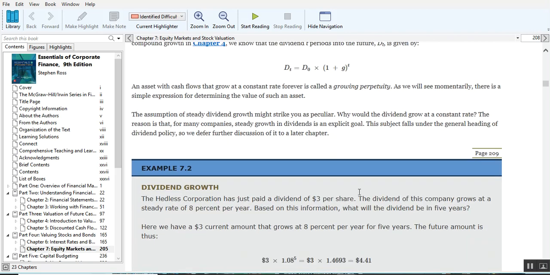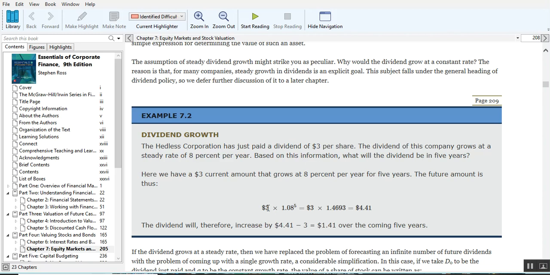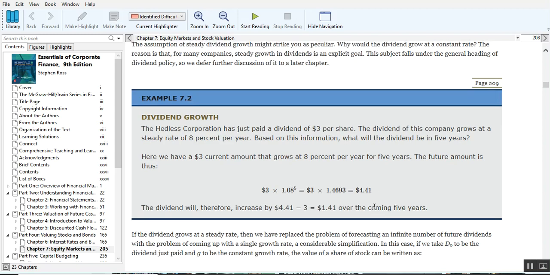So when they do the example for this, they show that right here. You have a $3 dividend. You're going to take 1.08 as the constant growth rate, and you're going to go out 5 years and figure out what that's going to do to the dividend. Well, in 5 years, it'll be $4.41 for the dividend.